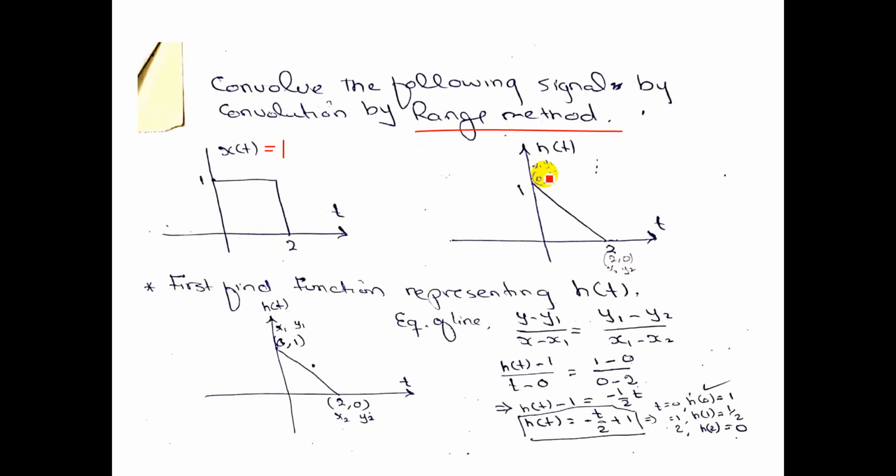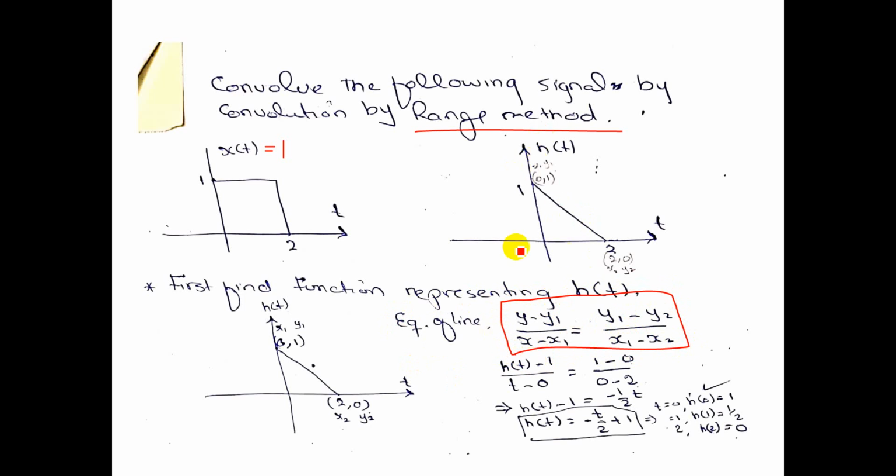Now if we see the signal h of t, we find that we don't have any constant signal here. Instead, we have a signal which is like some sort of slanting line. So what we need to do is find the function of this signal by using the equation of a line. We have multiple equations. One of the equations is (y minus y1) divided by (x minus x1) is equal to (y1 minus y2) divided by (x1 minus x2). So this is the equation of a line. You should have studied it in your mathematics course.